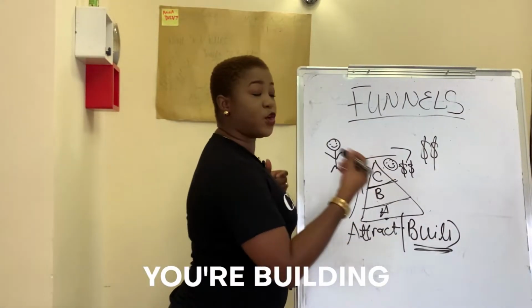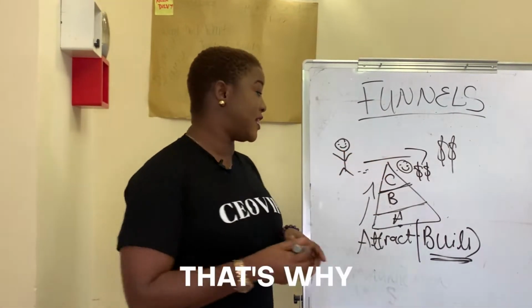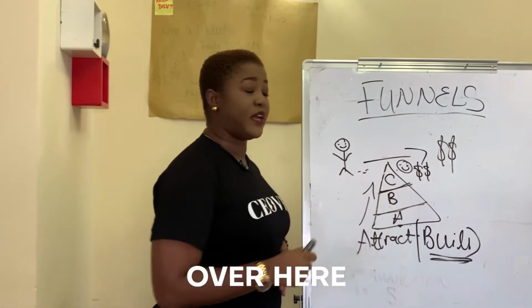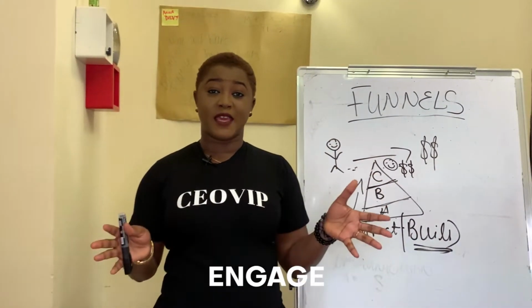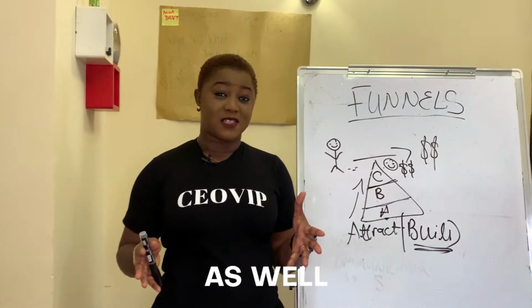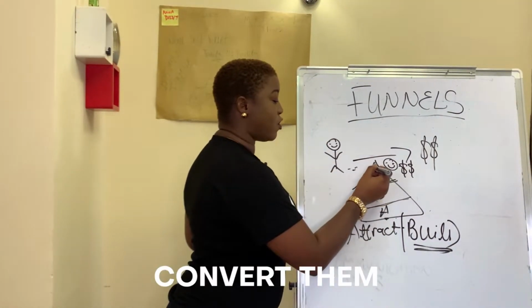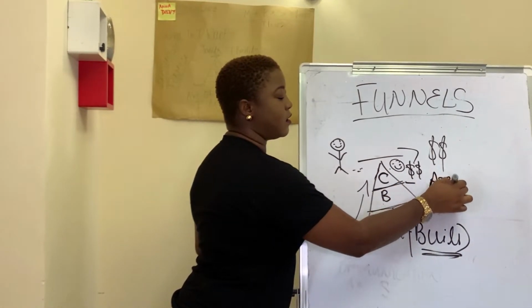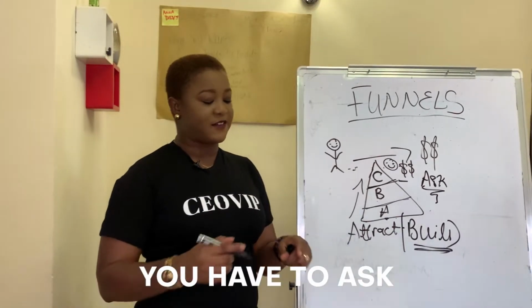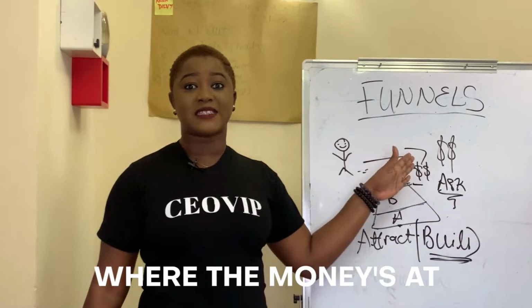So at this stage, you're building that relationship. Some people will fall off, that's okay, right? That's why the funnel reduces over here. Some people will fall off, that's fine. They might just share, engage, comment, that's good as well. They might not necessarily buy from you. So the people that buy from you here, you want to convert them. And this is where you ask. You have to ask. At the end of your funnel, which is up here, where the money's at, you have to ask.